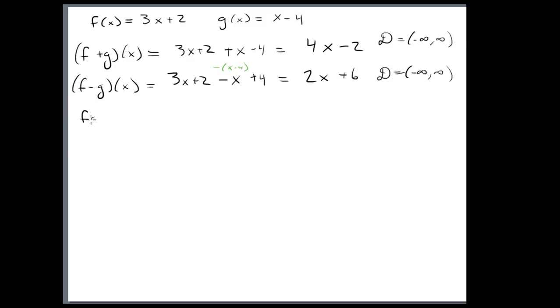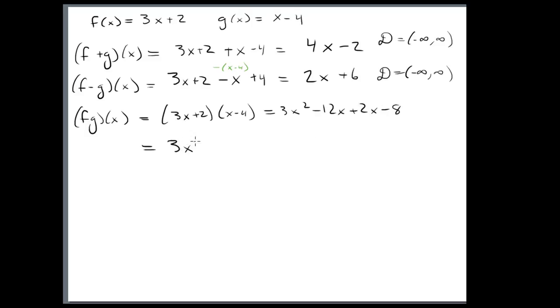I could find f times g of x. That would be 3x plus 2 times x minus 4, which gives us 3x squared minus 12x plus 2x minus 8, which is 3x squared minus 10x minus 8, and our domain again is all real numbers.